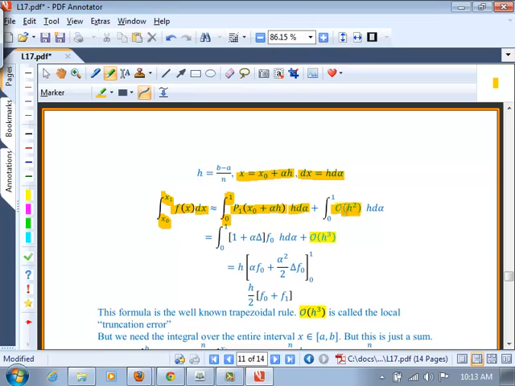And you replace this by (1 plus alpha delta) f0 times h d alpha. Carry out the integration with respect to alpha. So h is a constant that comes out, and then the integral of f0 is alpha times f0. For delta f0, we have alpha d alpha, which is going to be alpha squared over 2. Substitute the limits, and you get the trapezoidal rule. But you also get the information that it is going to be of order h cubed per step. This is going from x0 to x1. This is called a local truncation error.